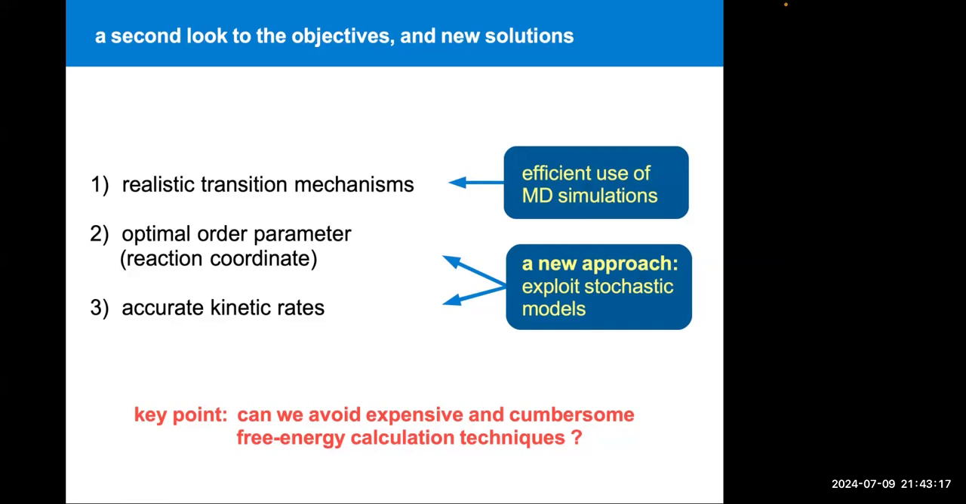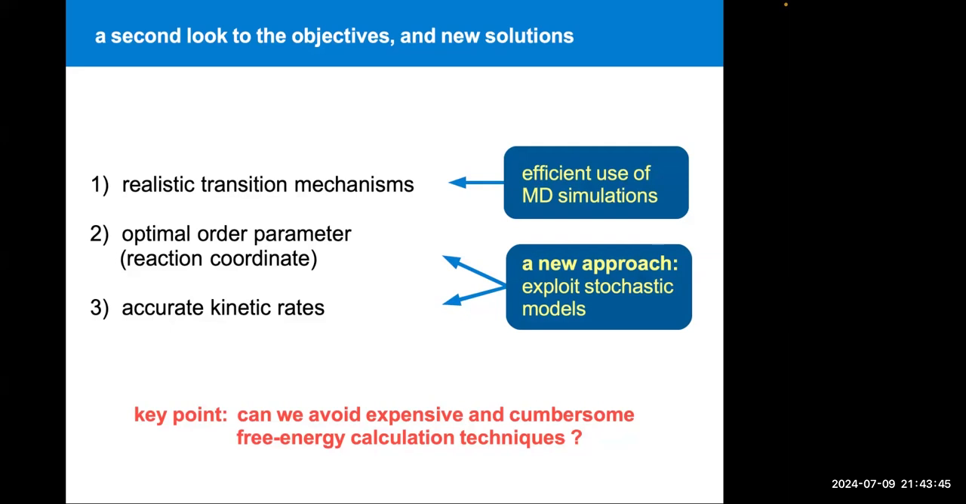So the new approach that I will show you for this second final part of the talk is something where points 2 and 3, so optimizing the order parameter and computing kinetic rates, are solved by a joint, unified approach, where we do both of them at the same time, using stochastic models. I will show you what I mean by stochastic models. So it's quite different from the previous free energy calculation approaches.